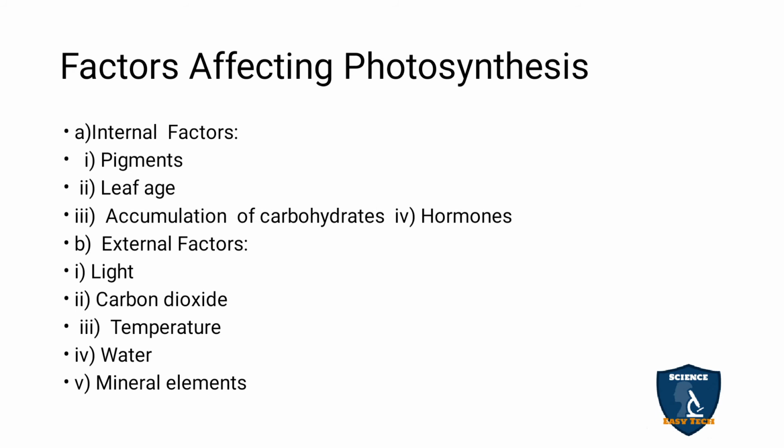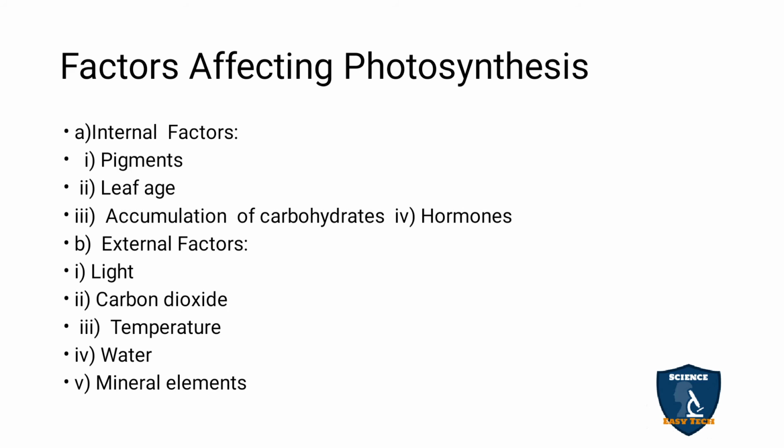In the same way, in plants also, photosynthesis can be affected by some factors. They are internal factors and external factors. Internal factors mean pigments: chlorophyll A, B, xanthophyll, carotenoids. If these pigments are not synthesized properly, or they are not able to capture the light properly, photosynthesis can be affected.